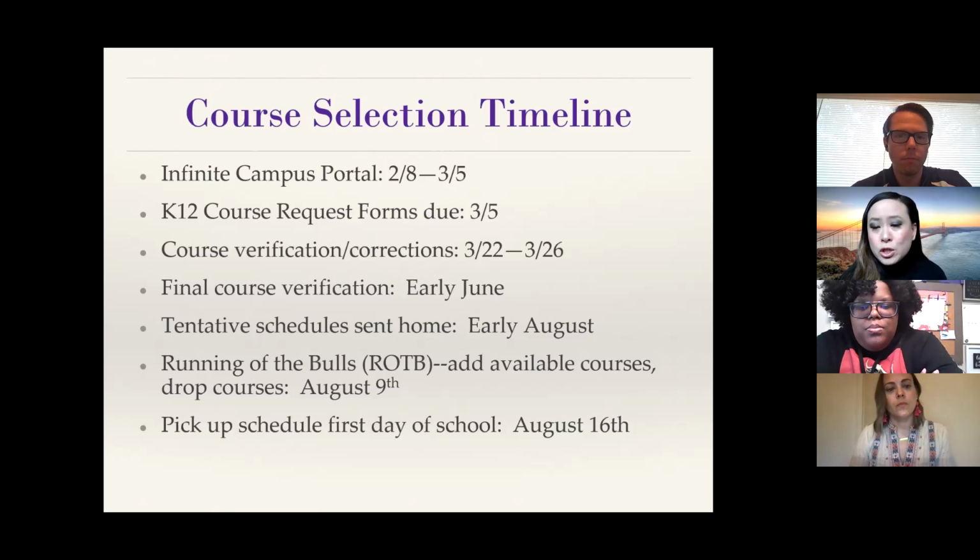Final course verification will be in early June, and tentative schedules will be sent home in early August. Running of the bowls will be August 9th, and that is kind of like your last opportunity to say, oh, I decided I don't want to take this elective anymore, I want to drop it, and also to see if there are any available classes still open. You pick up your schedules on the first day of school, which will be August 16th.